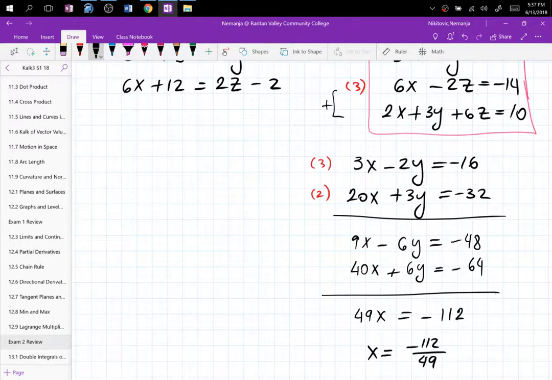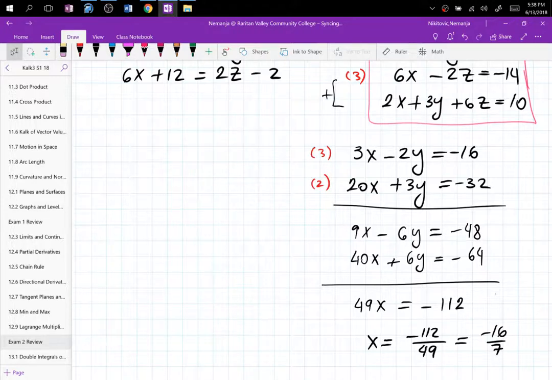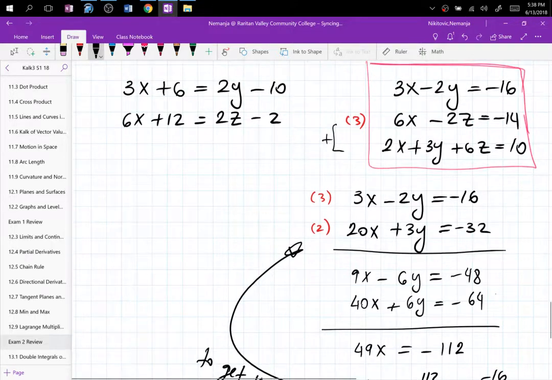I don't like this answer at all, but it cancels: 16 over, negative 16 over 7. But still, yeah, bad. So now you take negative 16 over 7 and plug it back up there to get y. Then you pick those up and bring them into the other equation to come up with z.